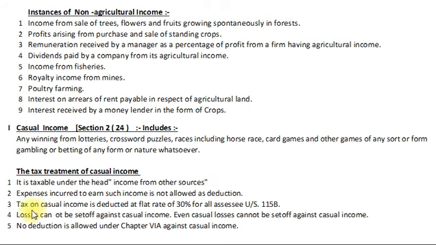Next, tax on casual income is deducted at a flat rate of 30% for all assessees under Section 115B. It is about TDS on casual income. It is at a flat rate of 30%. Losses cannot be set off against casual income. Even casual losses cannot be set off against casual income. Here it is about set off of losses of income of other heads as well as loss of casual income. It is not permitted or allowed as per the Income Tax Act to set off any loss against casual income.